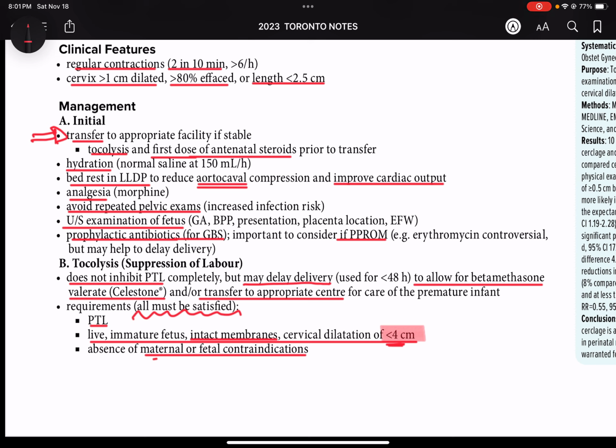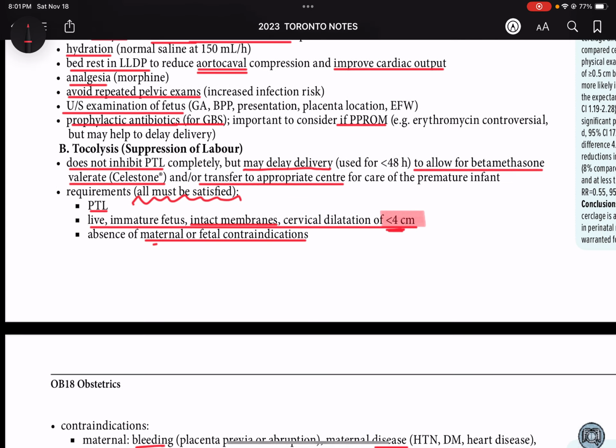And analgesia for the pain when they're having contractions. Avoid repeated pelvic exams so that you avoid any infections. Ultrasound examination of the fetus. Keep on monitoring the fetus too, the biophysical profile, so that you can pick up any fetal compromise as early as possible. Prophylactic antibiotics for GBS. Important to consider if there was rupture of membranes also. If there is rupture of membranes, first thing you go for is antibiotics, because you don't want to get them infected.